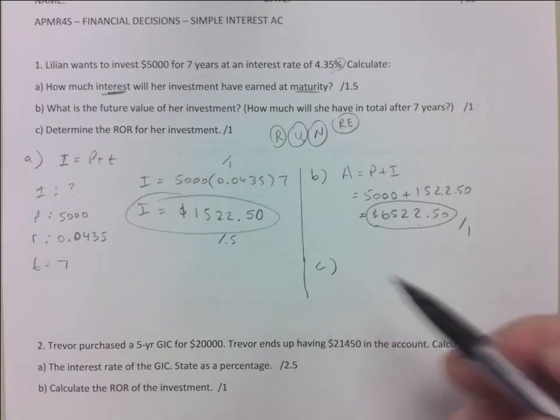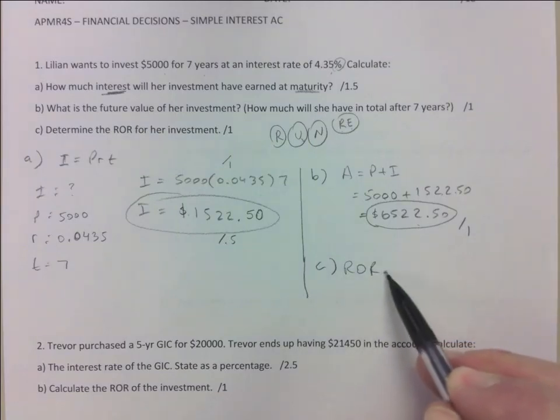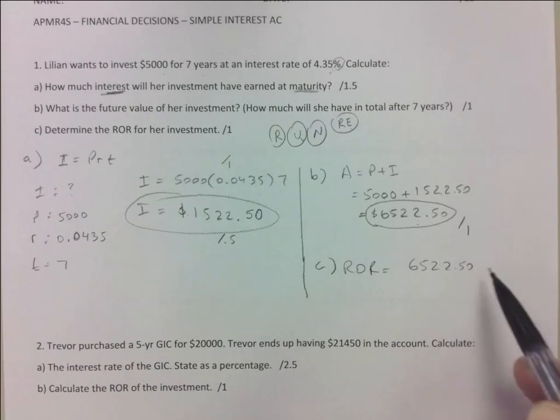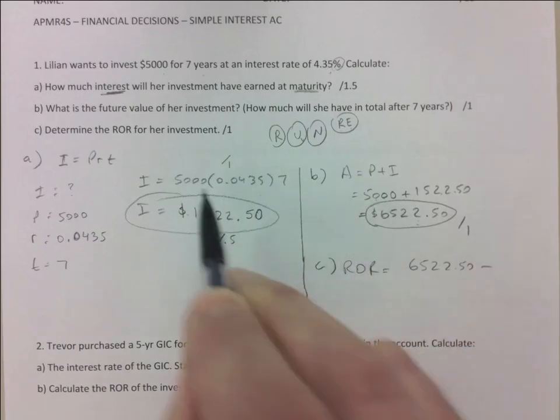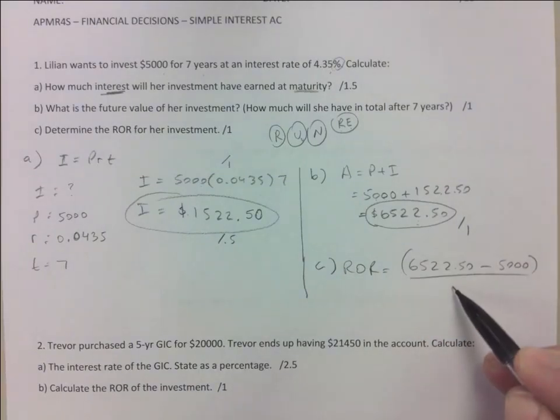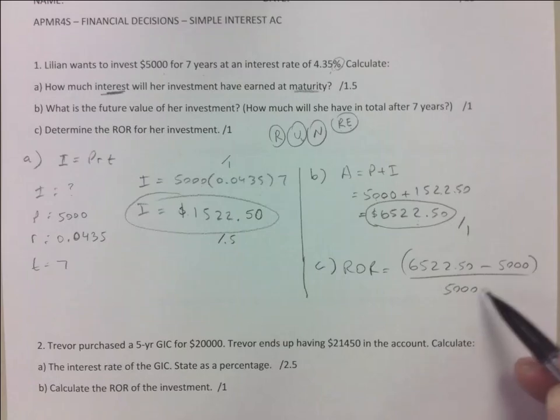C, what's the rate of return? For the rate of return, you take your future value and you subtract what you've put in, the principal, and you divide that by the initial amount times 100.